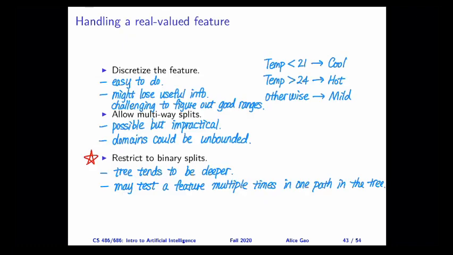That's everything for this video. After watching this video, you should be able to do the following. Explain the two different approaches of testing a discrete feature, allowing multi-way splits and restricting to binary splits only. Explain the three ways of handling a real valued feature, and explain why we decided to go with the third option, which is restrict to binary splits only.